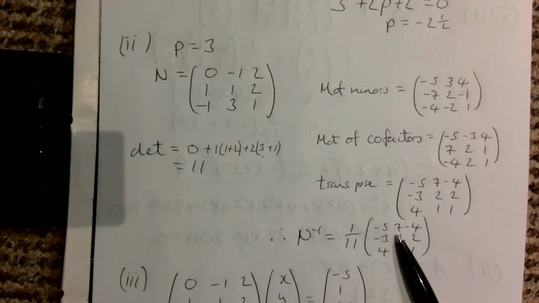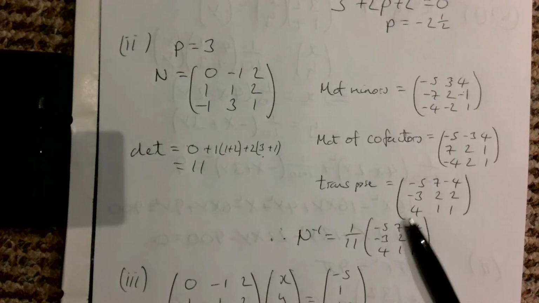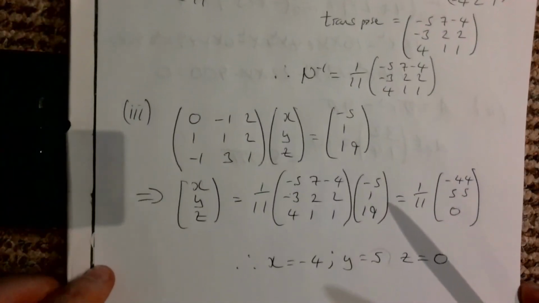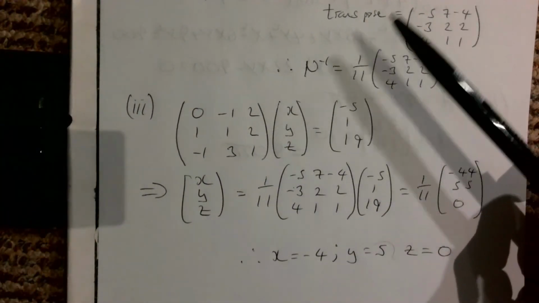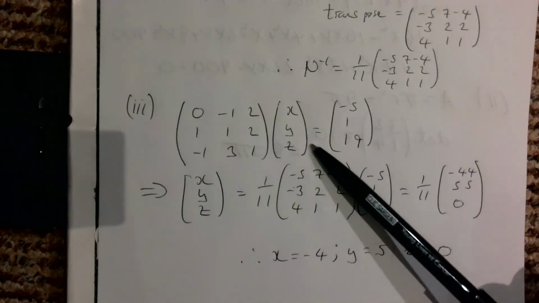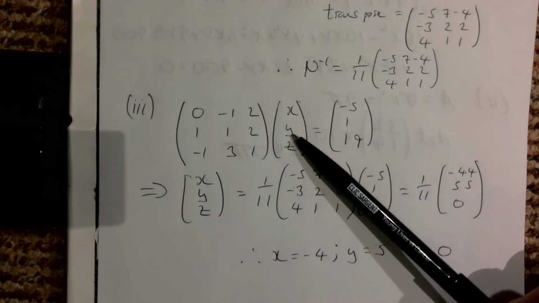Okay, it then says hence solve the following system of equations. Again, a very straightforward question here. We should be all over something like this. So what do we do? We rewrite the system of equations in this form here, in matrix methods, and we want to get the x, y, and the z on its own. How do we do that?